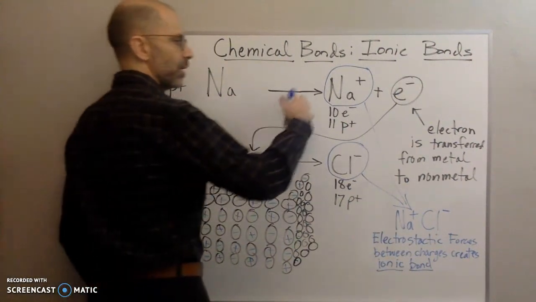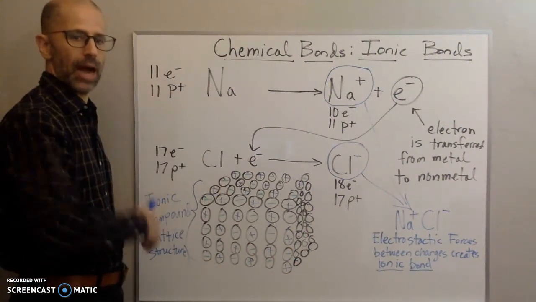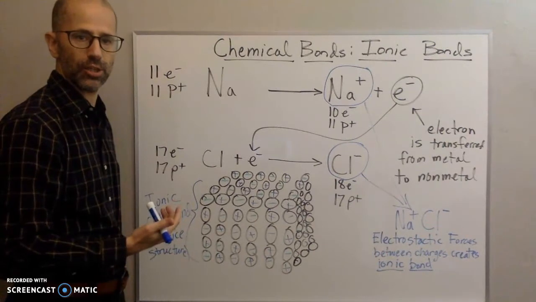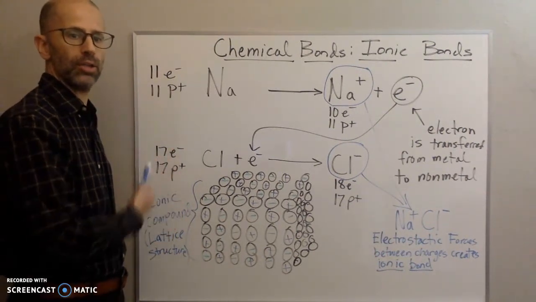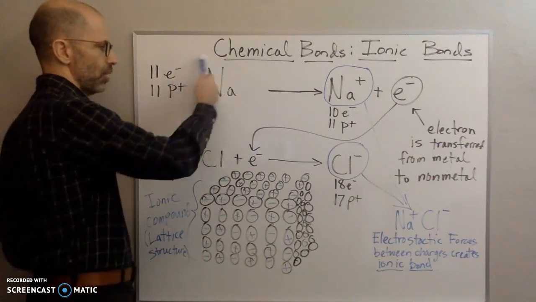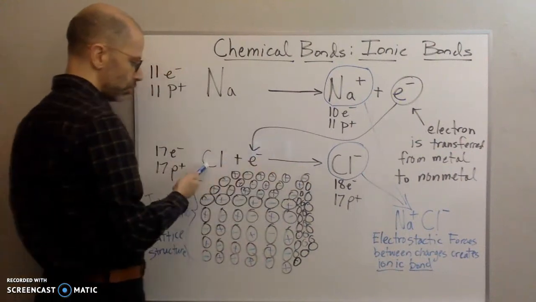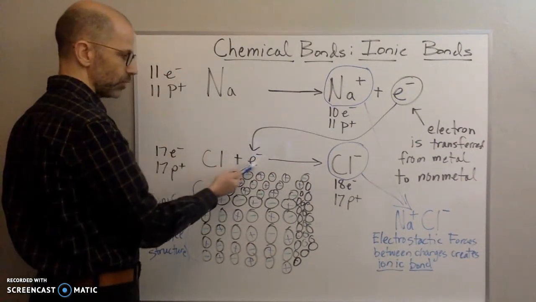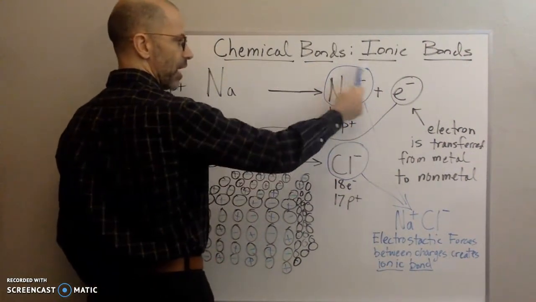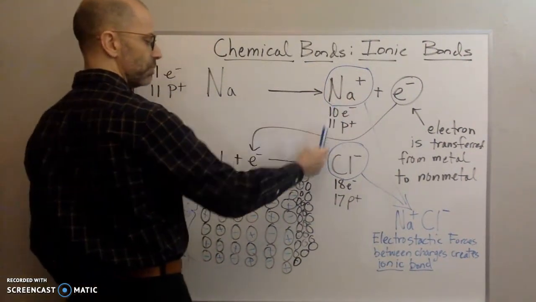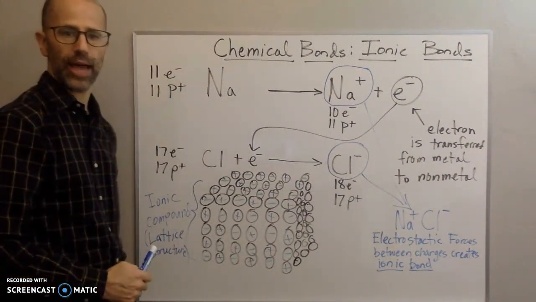So this is what creates what is called your ionic bond. Ionic bonds are created through a transfer of an electron from your metal to your non-metal. So the metal sodium will give up its electron to the chlorine. The chlorine will take the electron. That will then create a positive charge on your sodium and a negative charge on your chlorine atom.